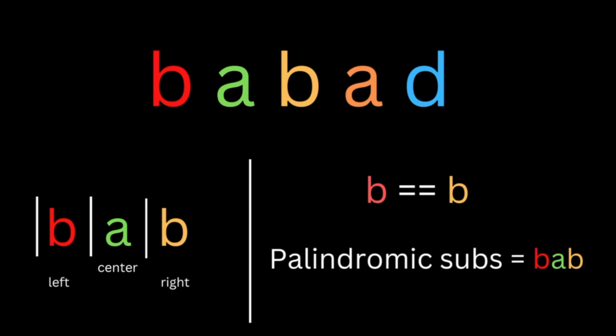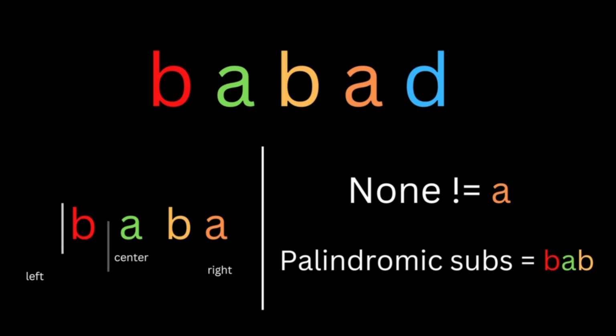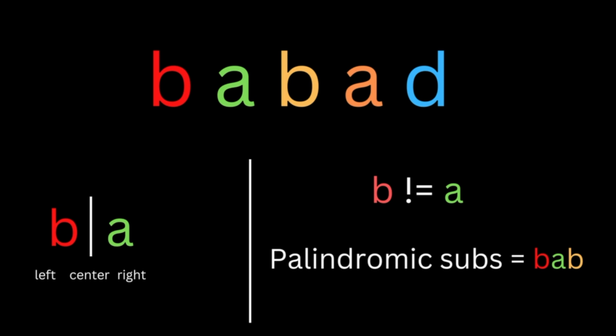The center is going to be A. So the left pointer is going to be B and the right pointer is going to be B. We compare the left to the right, so B is equal to B. So the longest palindromic substring centered at A is B, A, B. Now we have checked for the palindrome centered at A, in B, A, B, which means an odd palindrome.